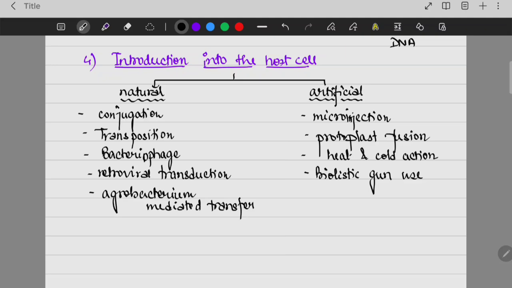In the ballistic gun, tungsten or gold is used and the recombinant DNA is coated with these metals and shot at the cell, and after shooting it penetrates into the cell. Like normally we use a gun and the bullets penetrate into the body, similarly this ballistic gun is used, and the recombinant DNA coated with gold and tungsten is shot into the cell so that it takes up the recombinant DNA.